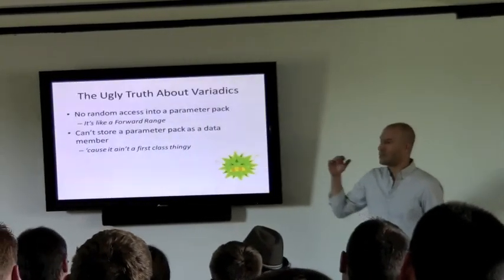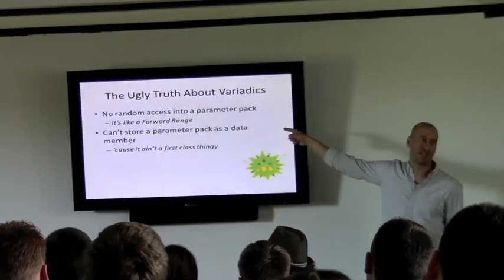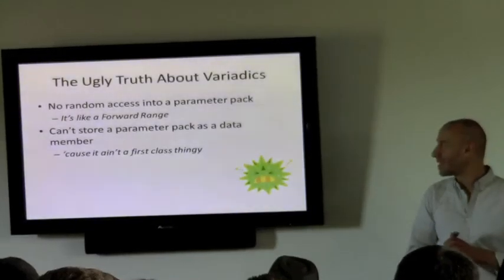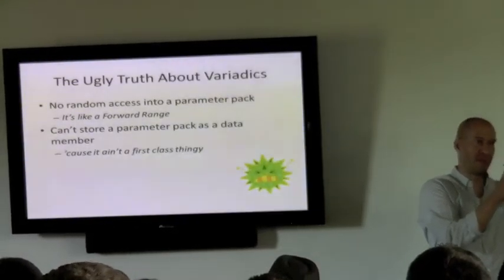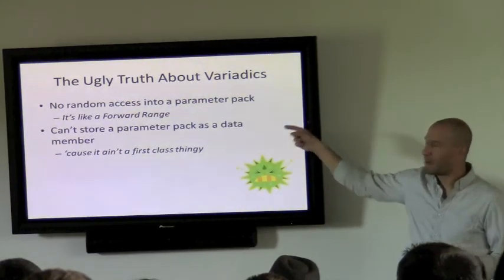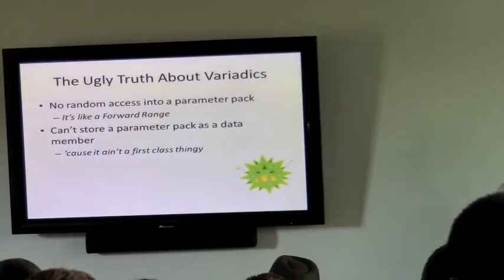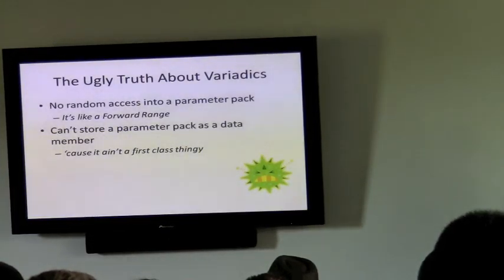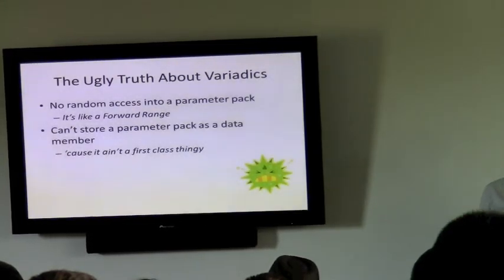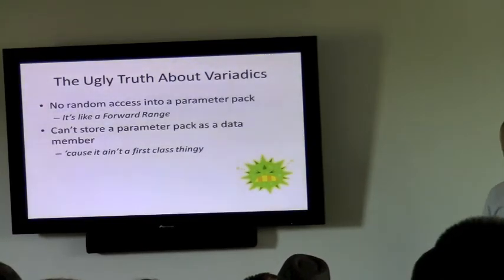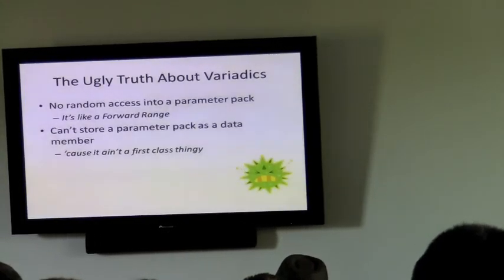Okay, so here's the ugly truth about variadics. There's no random access into a parameter pack, which is why you can't do what you did. You can only access the first element or the first two elements or the first three elements. Also, you can't store a parameter pack as a data member, and this is a real gotcha. It would be great if tuple could be implemented as, here's my parameter pack, and now I have a data member that stores all of them. You can't, for the same reason that you can't return a parameter pack from a metafunction, because they're not first-class thingies.